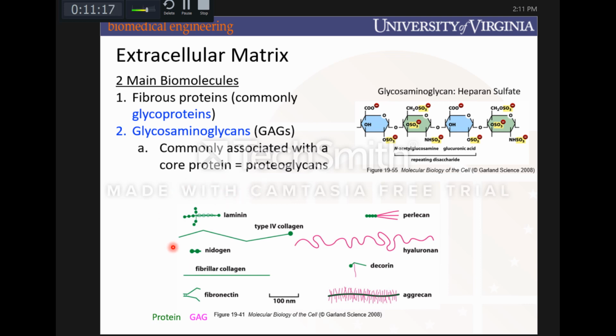So some of the fibrous proteins are here in green: laminin, collagen type 4, type 1, nidogen, fibronectin. And then here are your saccharides, in pink: perlecan, hyaluronan, decorin, and aggrecan. So you can see some of these have their proteoglycans, these little green things that they're attached to, but the vast majority of the molecular weight is the sugar, and the protein kind of exists to let it interact with other molecules or to organize the sugars.